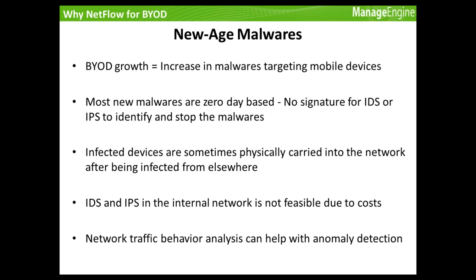You can't just go ahead and install your IDS and IPS, the intrusion detection systems, in your internal network, because it's quite expensive to have the IDS system on each of your access layers, collecting data and seeing what is happening. Your devices could be accessing just another server which is within your LAN, and as soon as the malware spreads, what do you do? Network traffic behavior analysis is what can help you with anomaly detection.